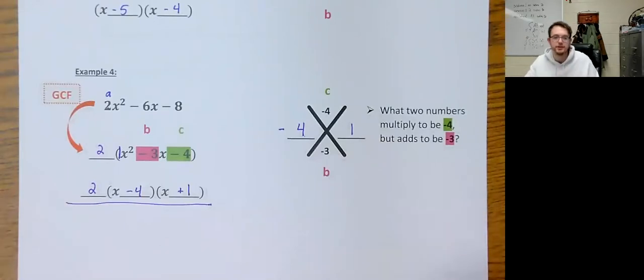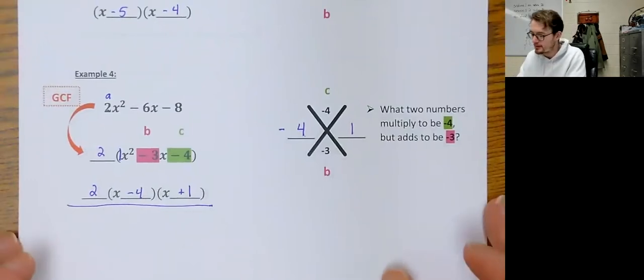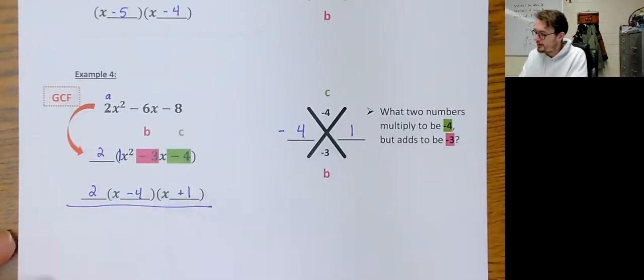You need to keep the 2. The 2 doesn't disappear. Later on, when you're solving, and we'll get to that in part 2, you can just divide it out. But for now, you factored it out, and it needs to stay there. You can't just let it disappear. It needs to be part of your answer. All right, so that's factored form.